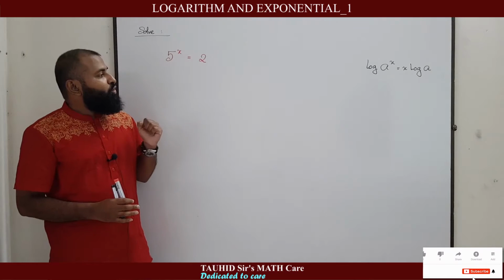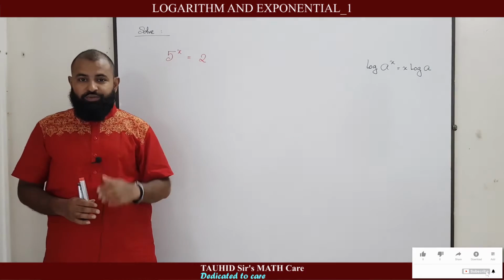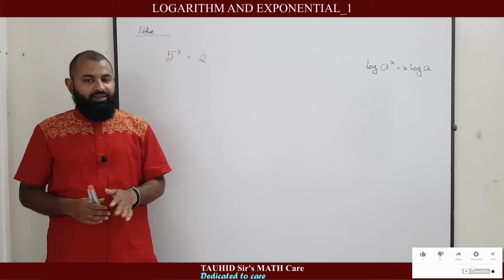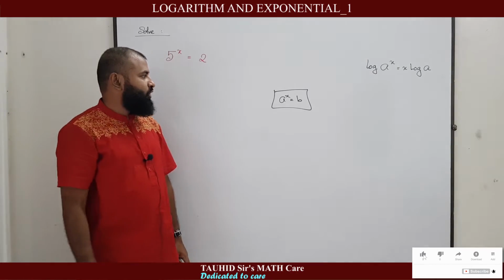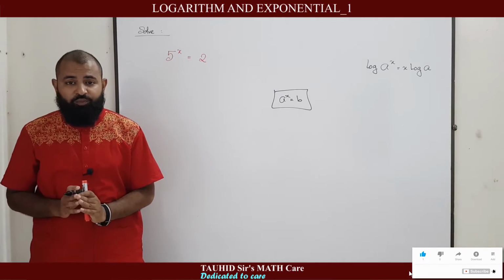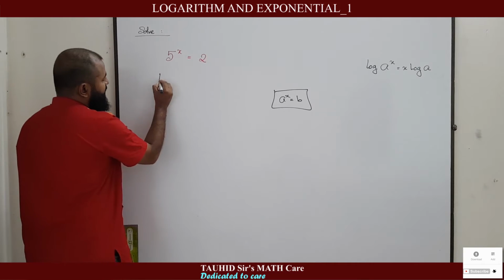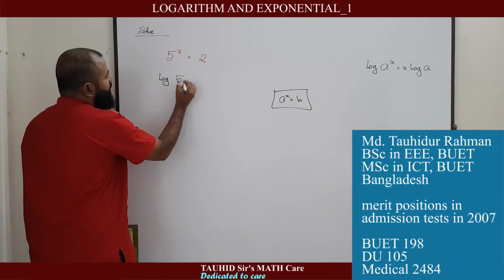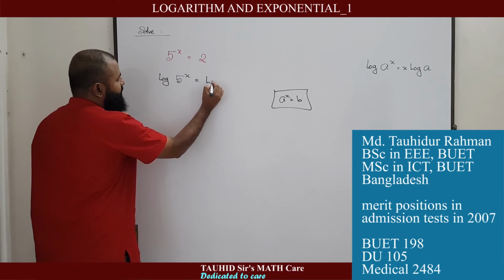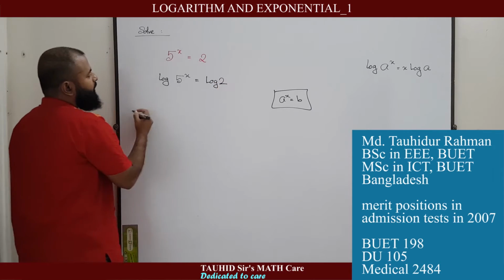Now we will learn to solve this type of equation, a to the power x equal to b. How to solve this shape of equation? When we see this type of equation, at first we will put a log on both sides. Log 5 to the power x equal to log 2.